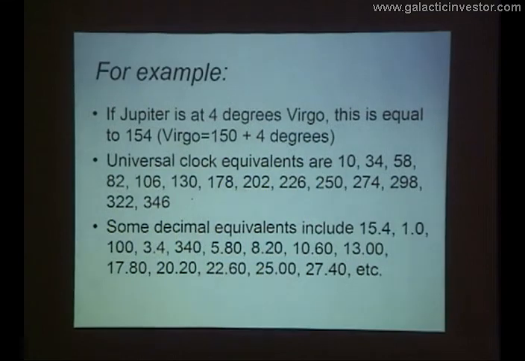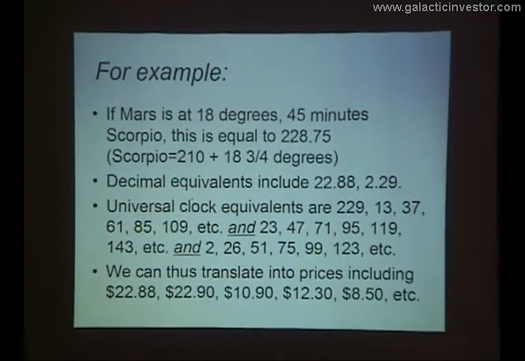So that gives us a picture of how this works. Let's look at one more example. Here's something that's not an even number of degrees. If Mars is at 18 degrees and 45 minutes of Scorpio, now remember the degree notation is in 60s. There's 60 minutes to a degree. So 45 minutes is equal to 3/4 of a degree. So we'd say there that Mars is at 228.75 for that 3/4. And again, we can shift that decimal point to 22.88 or 2.29, rounding it off a little bit.